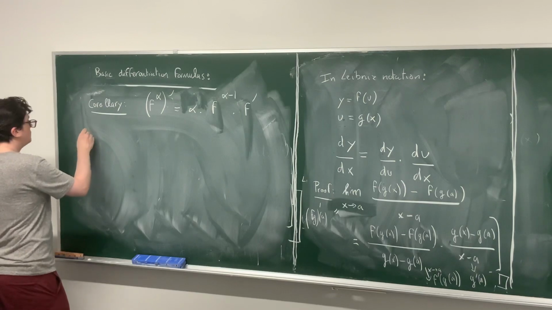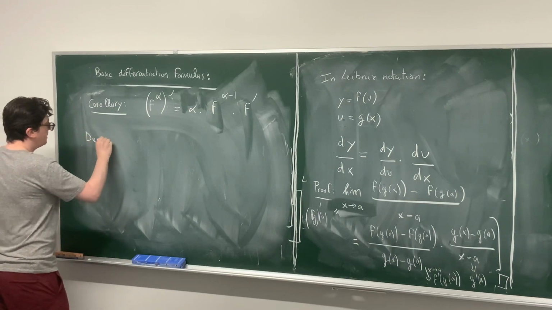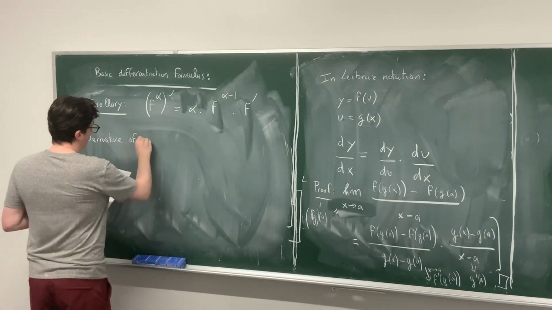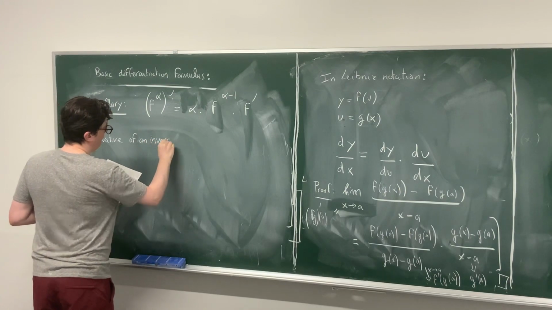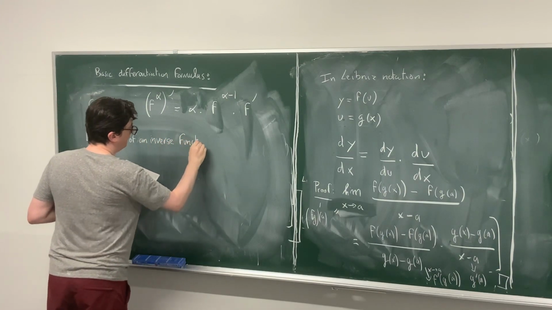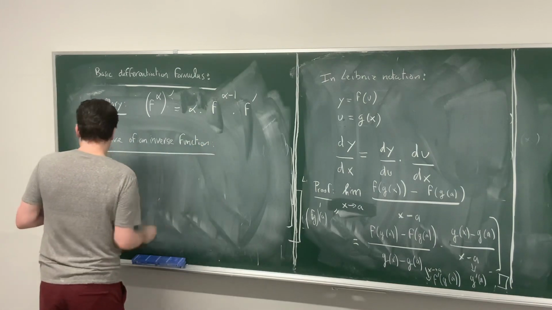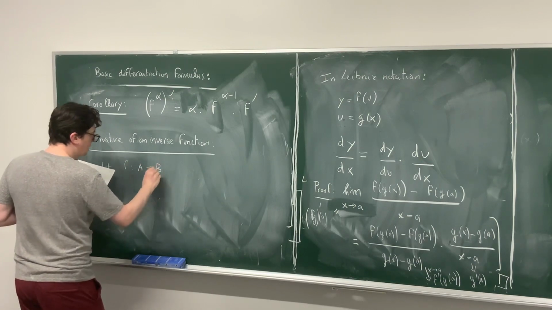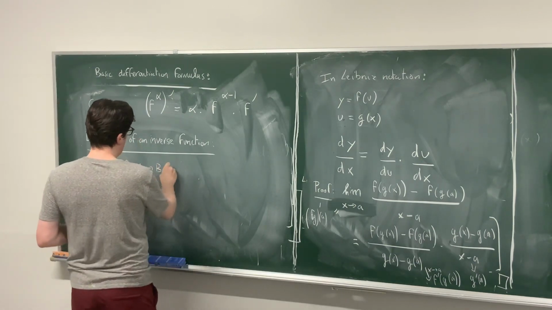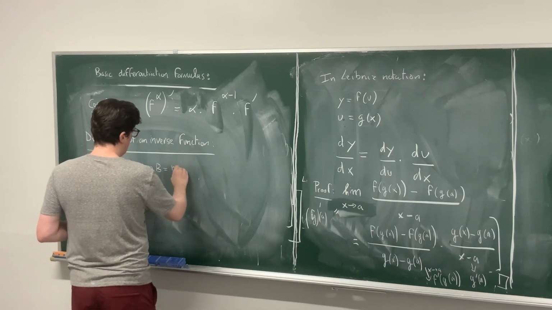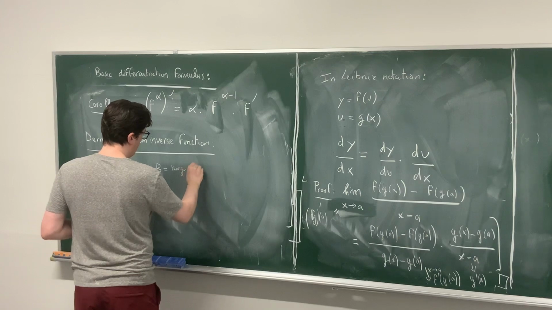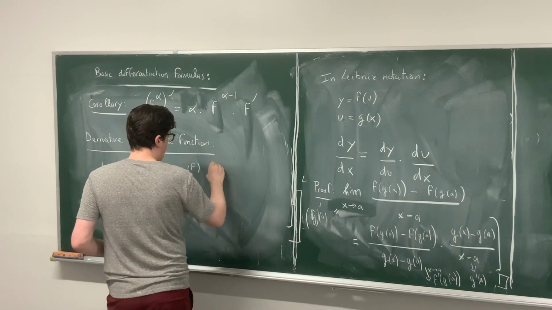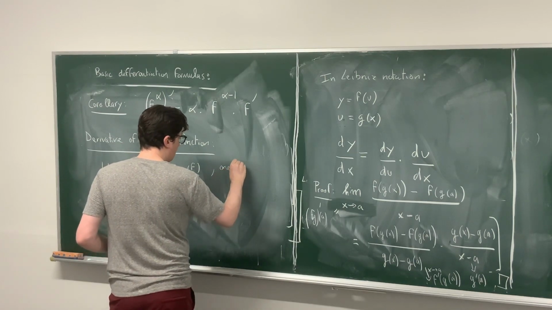That's right. Next rule, let's calculate the derivative of an inverse function. Okay, so here we take f from a to b. So b is equal to the range of f, okay? We assume that, and we assume that f is one to one.